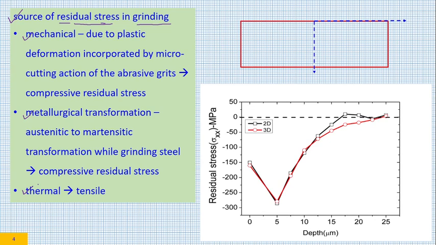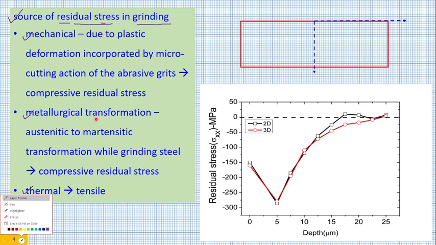First, let us try to understand how mechanical stress is induced. Because of mechanical action, compressive residual stress is induced. What is the mechanical action? Mechanical action is because of the cutting action of the grit. So mechanical action is nothing but the cutting action of the grit. So if I go back, this is one.